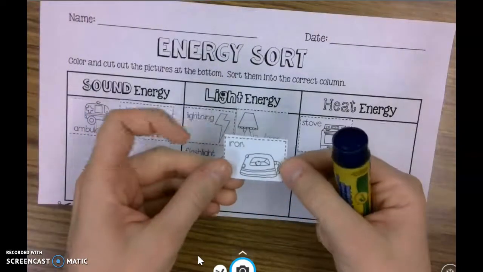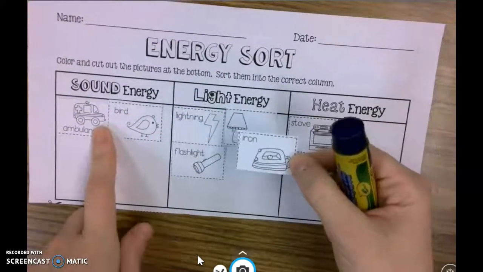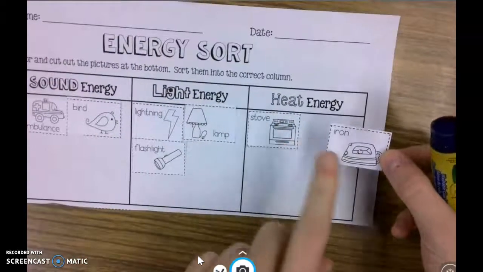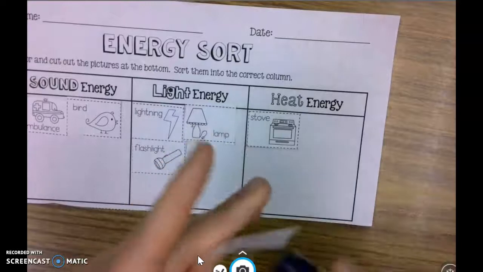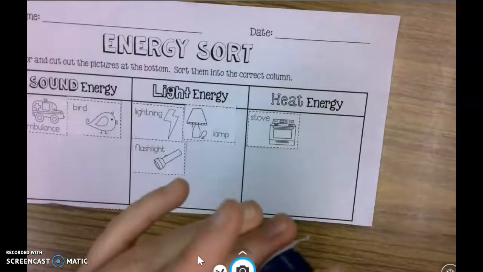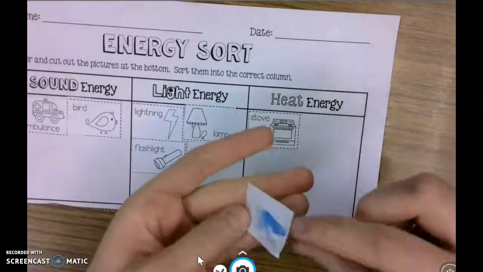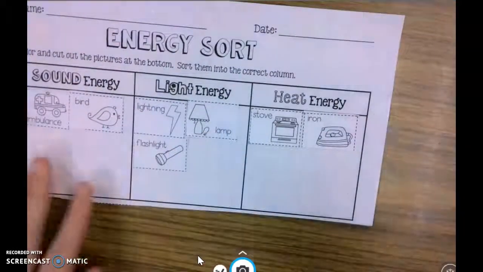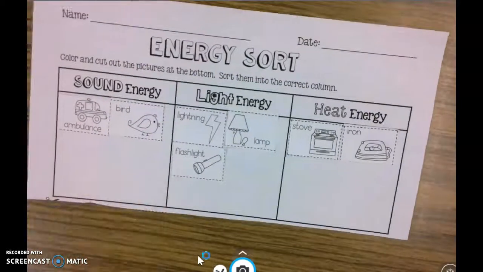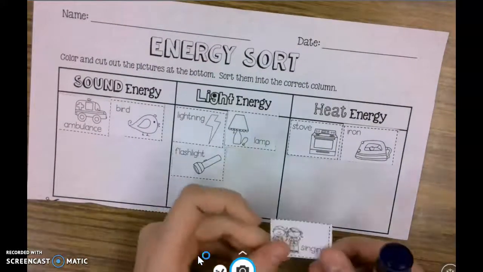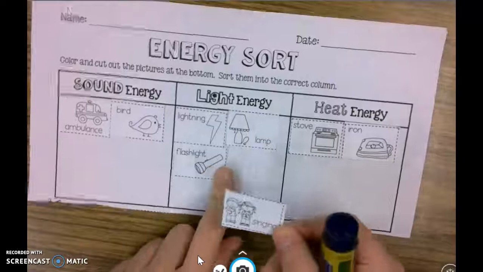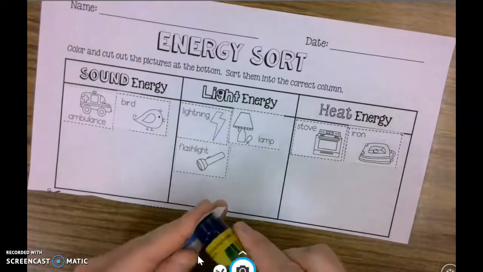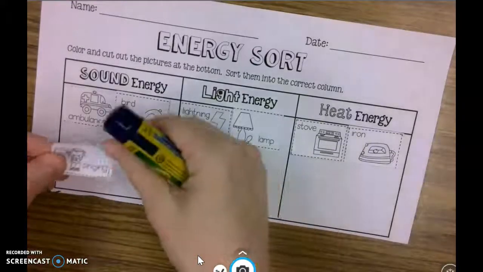There's this one. Okay. An iron, is that sound energy? No. Light energy? No. Heat energy? Yes, because it plugs into the electricity and makes the iron hot, so you can iron clothes, get out wrinkles. Okay. Singing. Heat? No. Light? No. Sound? Yes. So there's our sound energy.